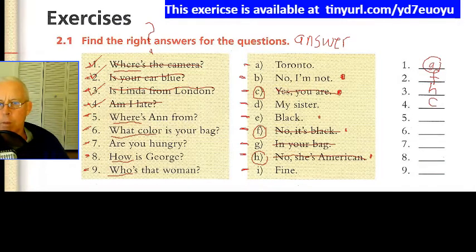Okay, now we have a WH. Number 5, where's Anne from? Where you're looking for information, maybe a country or a state or a city. Where's Anne from? That would be Toronto, or she's from Toronto. Where's Anne from? Toronto.